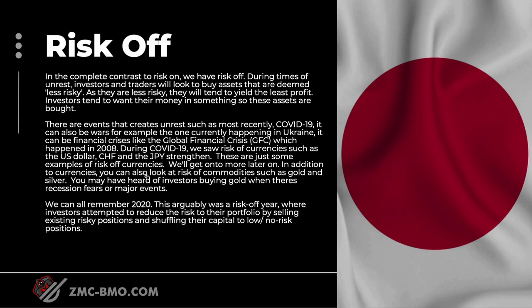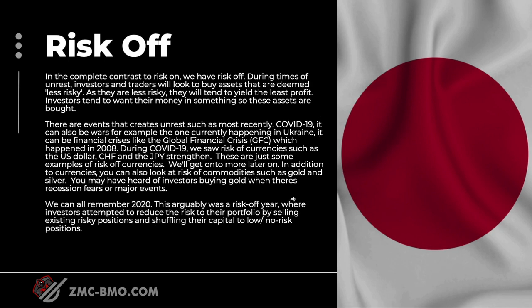In addition to currencies, you can also look at risk-off commodities such as gold and silver. You may have heard of investors buying gold when there's recession fears or major risk-off events. We can all remember 2020. This is arguably a risk-off year where investors attempted to reduce the risk to their portfolio by selling existing risky positions, and that's why you saw the stock market crumble. They were just selling all that risk, right? They wanted to get out as soon as possible, and they shuffled their capital to low or no risk positions.